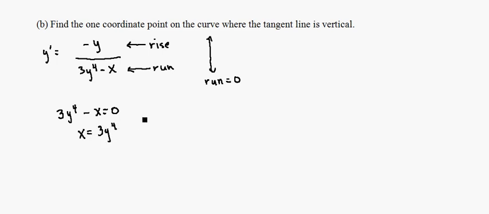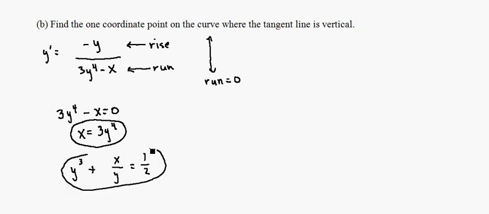Now, keep in mind that that's still not the answer. I'm looking for a coordinate point where the tangent line is vertical, and what I know is that at any coordinate point on this curve where x is 3y to the fourth, I'm going to have a vertical tangent line. So I'm going to take this very nice condition on x and y, and the equation of my curve, which is y cubed plus x divided by y equals 1/2.